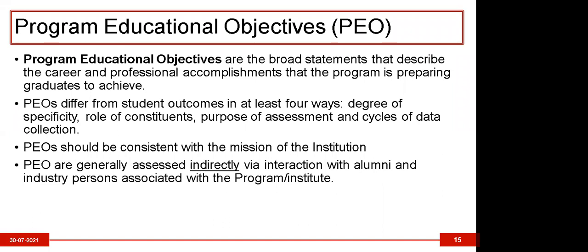Now in the NBA, when you're filling the SAR, it is mandatory for us to see that the mapping of the mission with the PEOs exists. So we have to see that. The mission of the department is to be mapped with the PEOs of the program. And next, the PEOs are generally assessed indirectly via interaction with alumni and industry persons associated with the program of the institute.